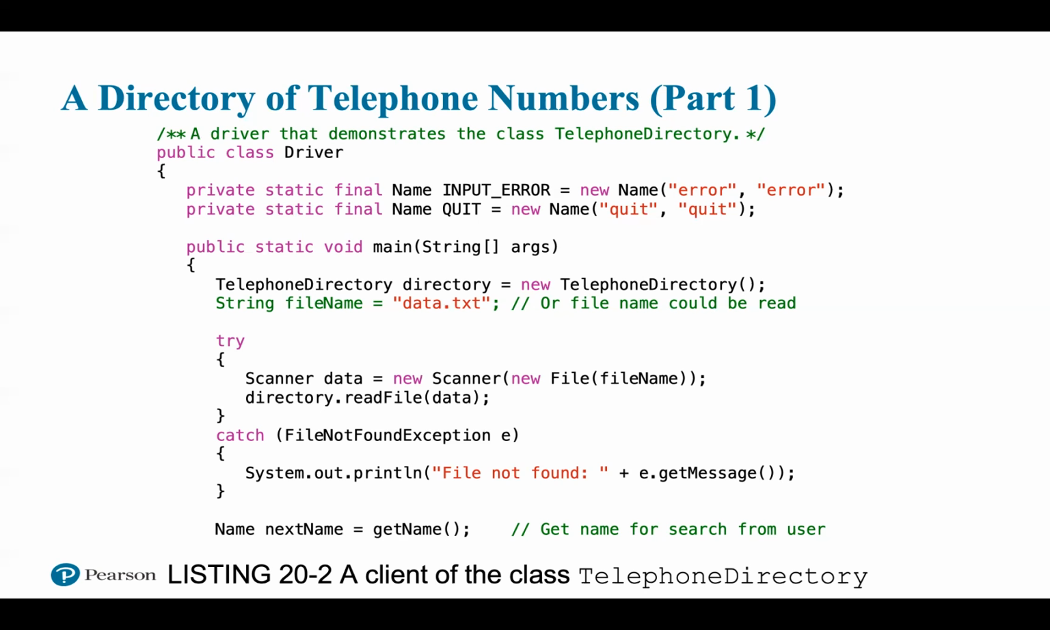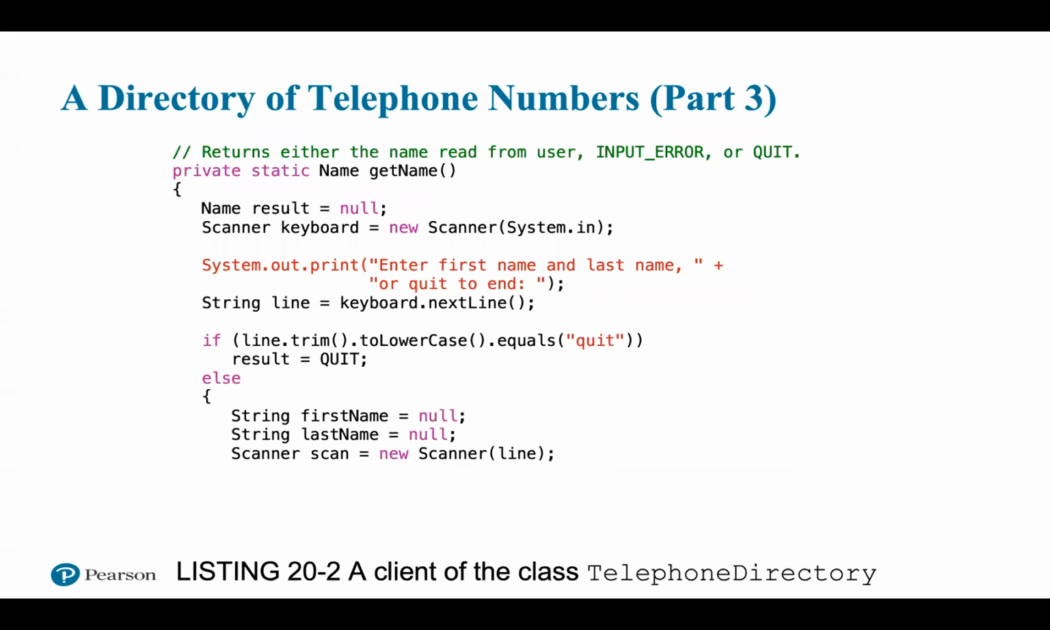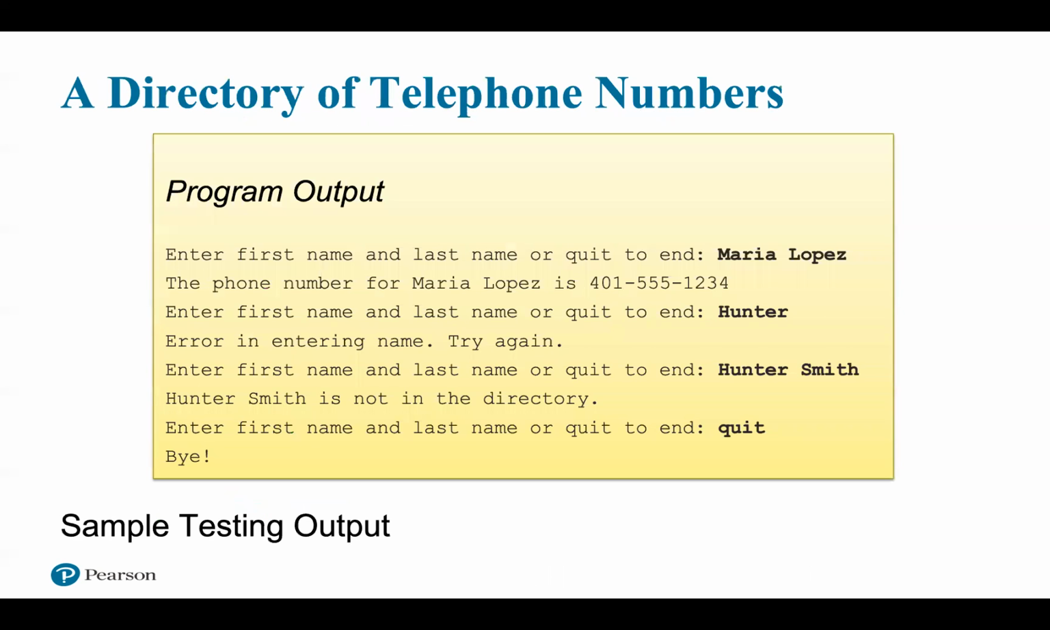Notice how getName uses Scanner to both read the user's input and then process it. This is just a continuation in that listing. And here's the third part, the fourth part, and finally the directory of telephone numbers, the testing output.